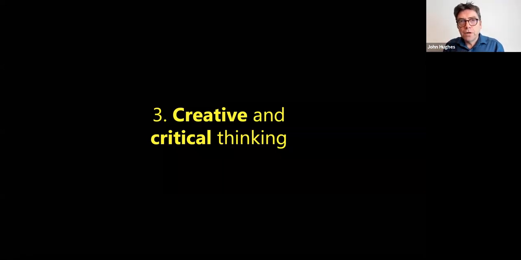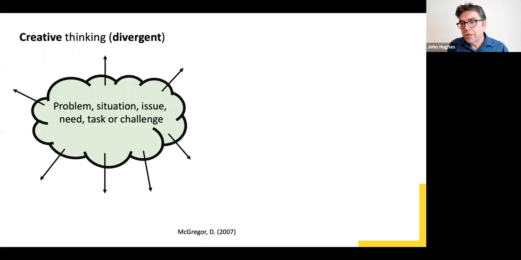But there's an important relationship between them. We'll go back to a diagram I showed you before. We talked about creative thinking, divergent thinking, thinking outside the box. It's important that we think creatively about problems and situations and so on. But we can also talk about critical thinking, which is convergent thinking. So creative thinking is outside the box.